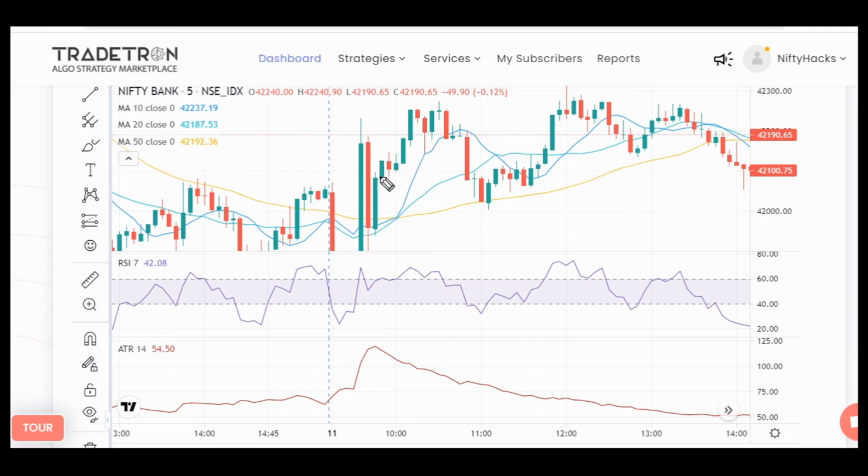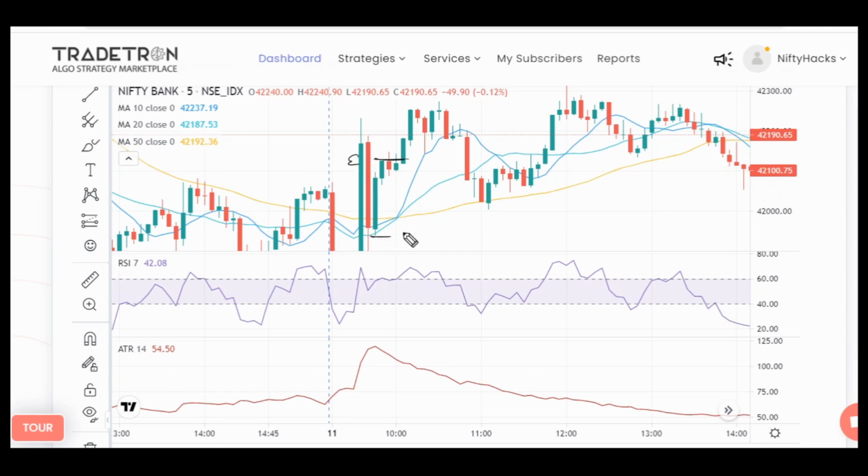Otherwise, as per the original SL, our 1:1 would have been booked around here, or maybe around here, or otherwise we would have exited somewhere around this candle, and then another lot would have been booked at cost to cost after this candle closed below SMA 10. So this is the proper way to understand any strategy, right?